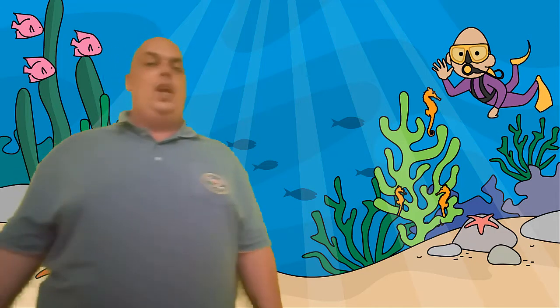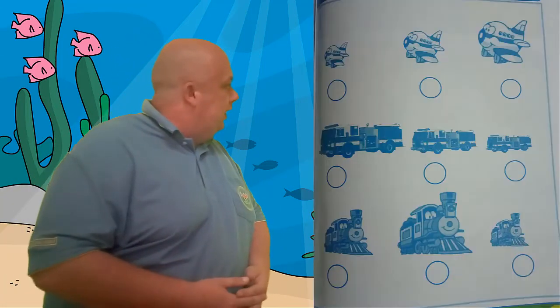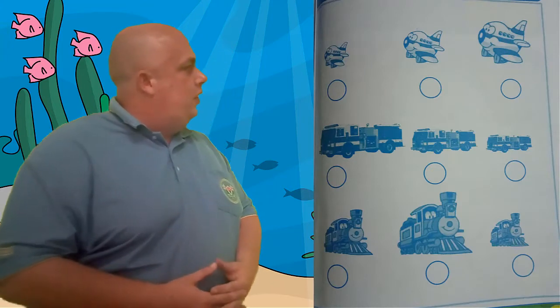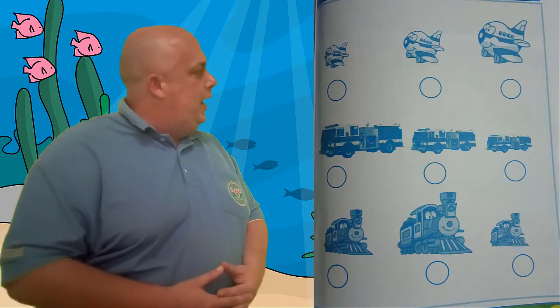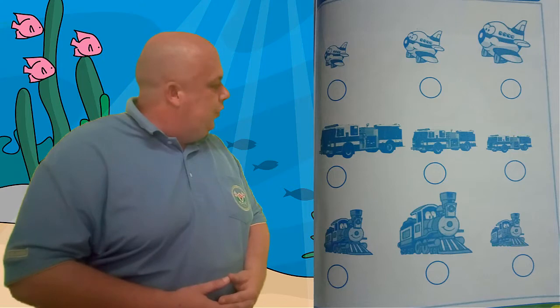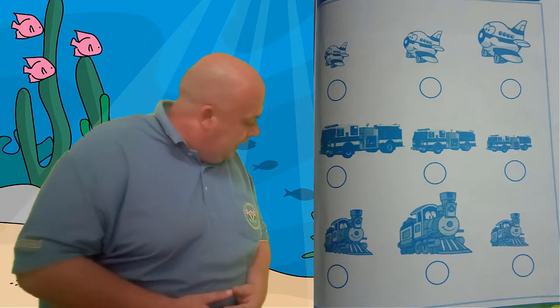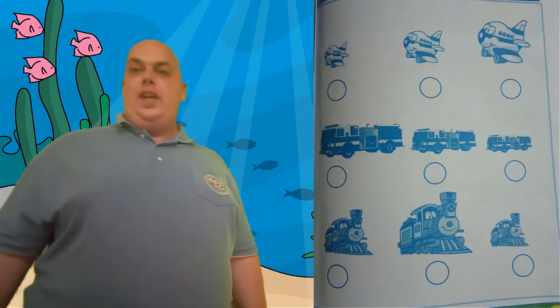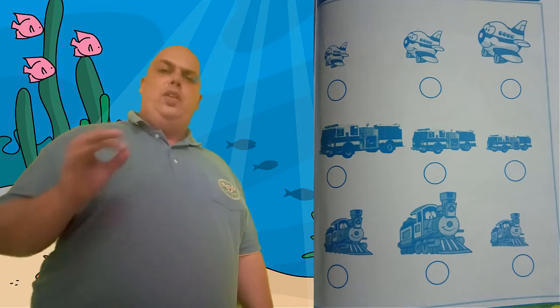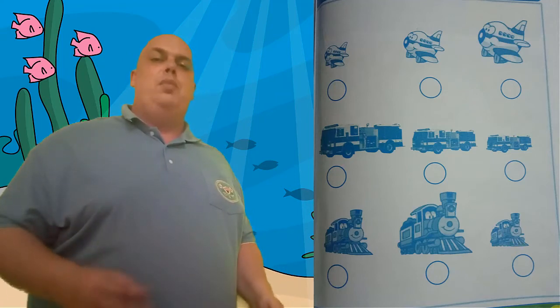Okay, now for the next page, you're gonna need your pencil and a rubber just in case you make a little mistake. So let's have a look at that next page over there. Okay, so what do we see? We see three airplanes, we see three fire engines, and we have three trains.